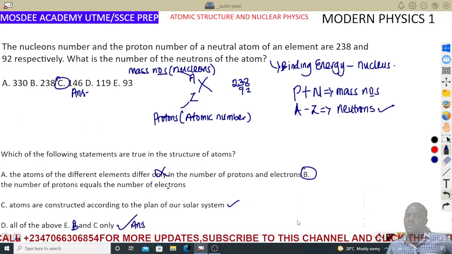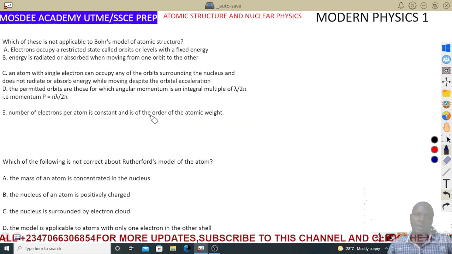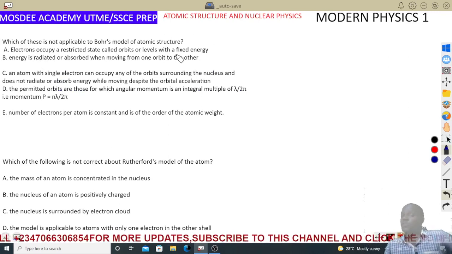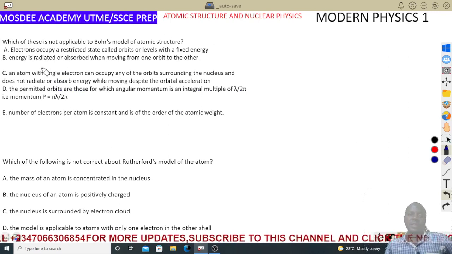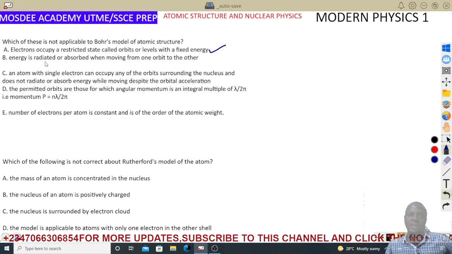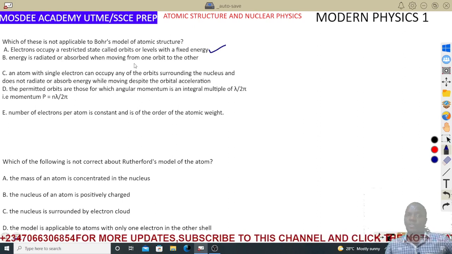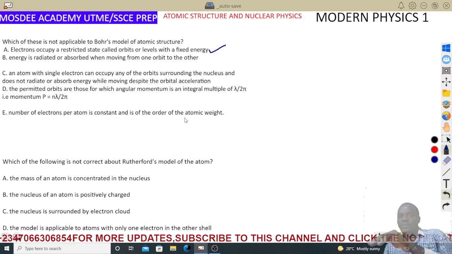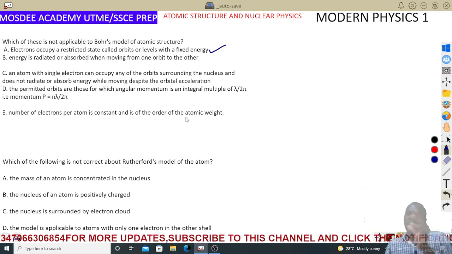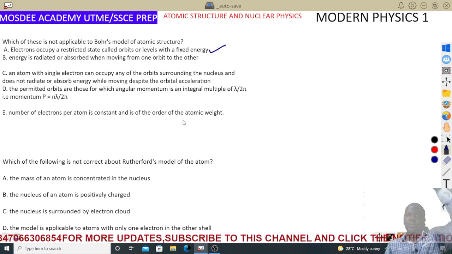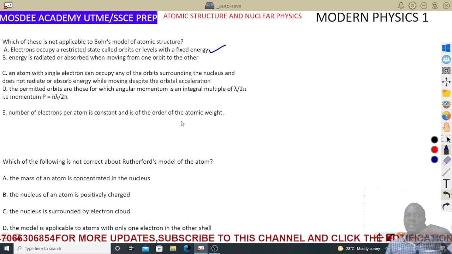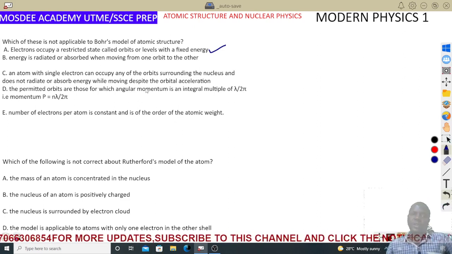So the next question, time is not on my side. I am sorry, I have to rush you guys. Which of these is not applicable to Bohr's model of atomic structure? Electrons occupy restricted circular orbits, which is correct. Energy is absorbed when it is applied in the form of photons or by collision. Energy can also move from higher to lower level, and then energy is released. Energy is absorbed when you supply photons to it. So this is also correct.